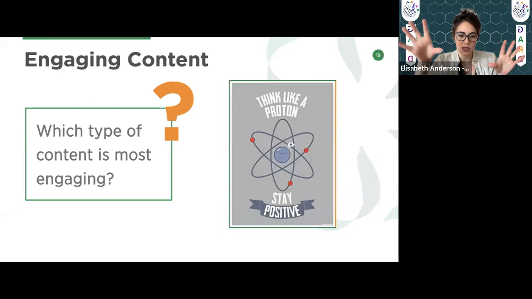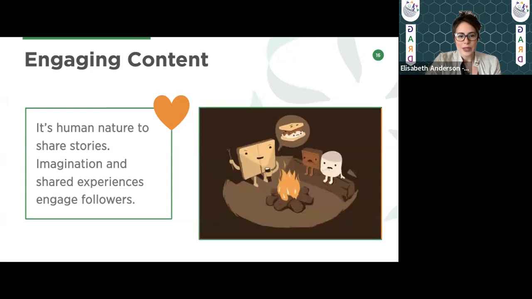Not this quote in particular, but inspirational quotes just have a hold on us as humans, and we're not going to outperform that. So just remember, if you're not seeing a lot of engagement on your post and it's really cool and really interesting and you're like, why? Well, it's because you're not an inspirational quote, and that says something about us as humans. We like to share stories. Imagination and shared experiences help gain followers, and they help us to put our work and our science into context.